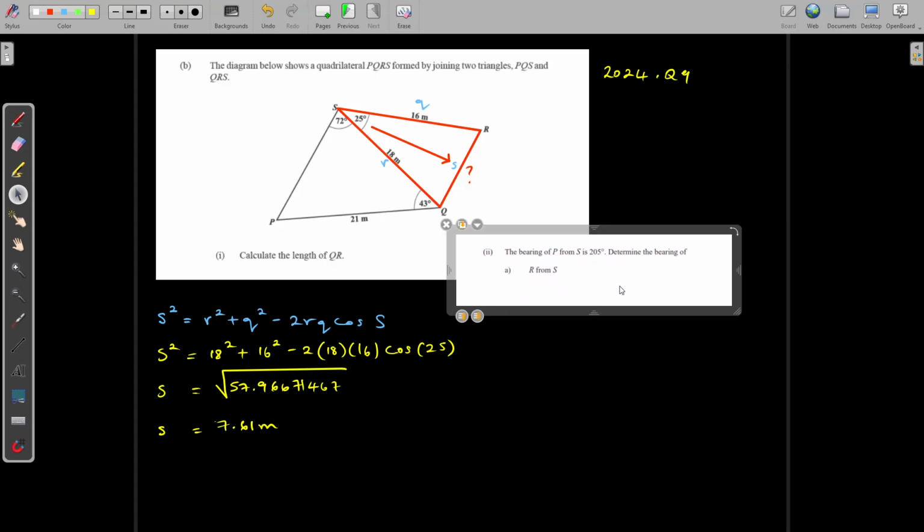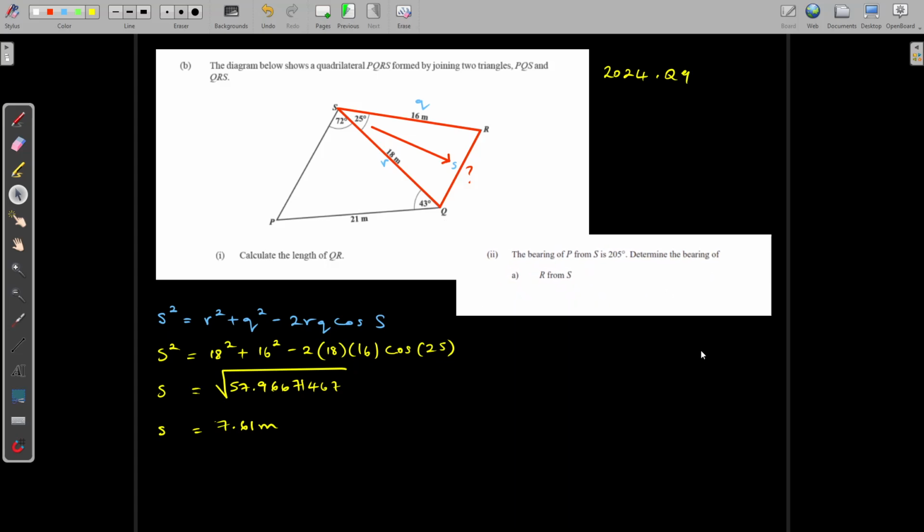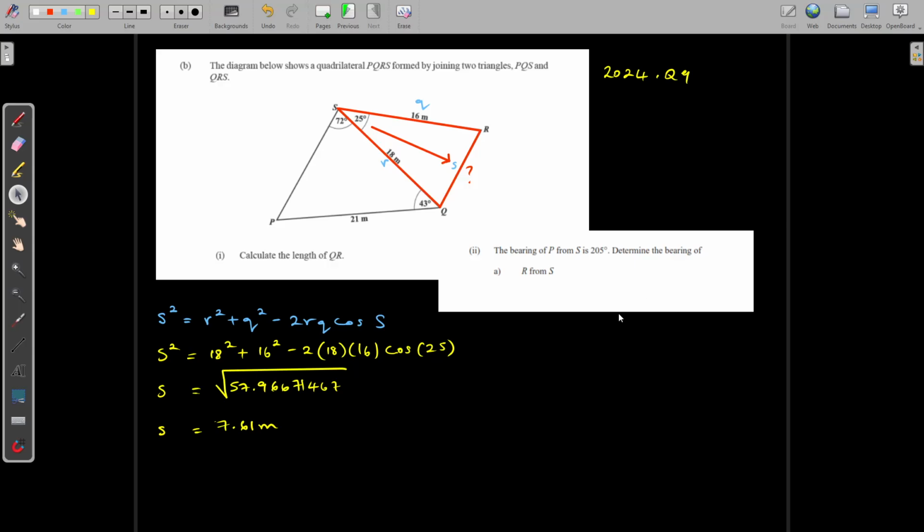So let's see. They said the bearing of P from S. When dealing with bearings, what do we need to ensure we have on our diagram? The north line. We need our north lines. So let's put our north line here, and they want R from S. Okay, so that's the north line right here.